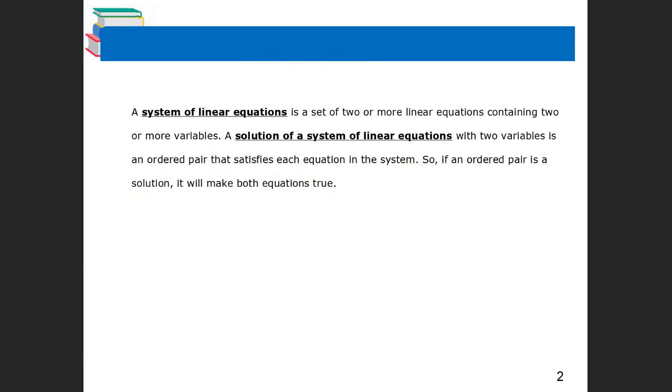This week we're going to be solving systems of linear equations. A system of linear equations is a set of two or more linear equations containing two or more variables. A solution of a system of linear equations with two variables is an ordered pair that satisfies each equation in the system. So if an ordered pair is a solution, it will make both equations true.